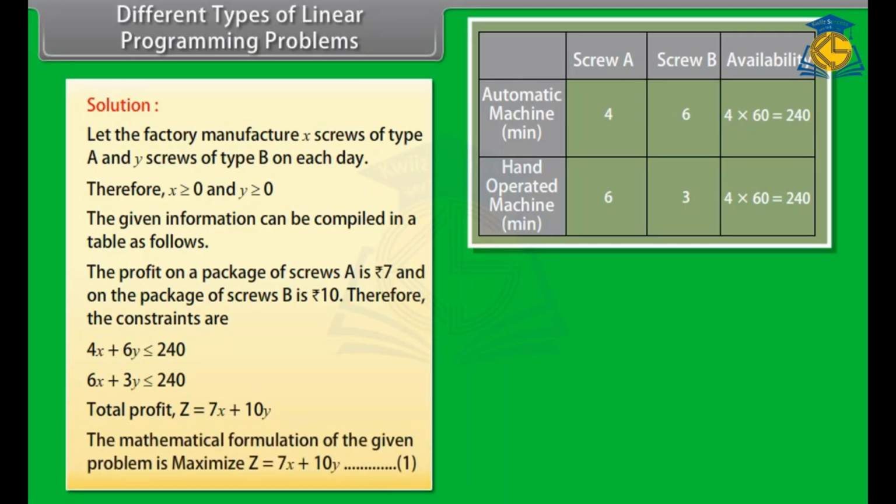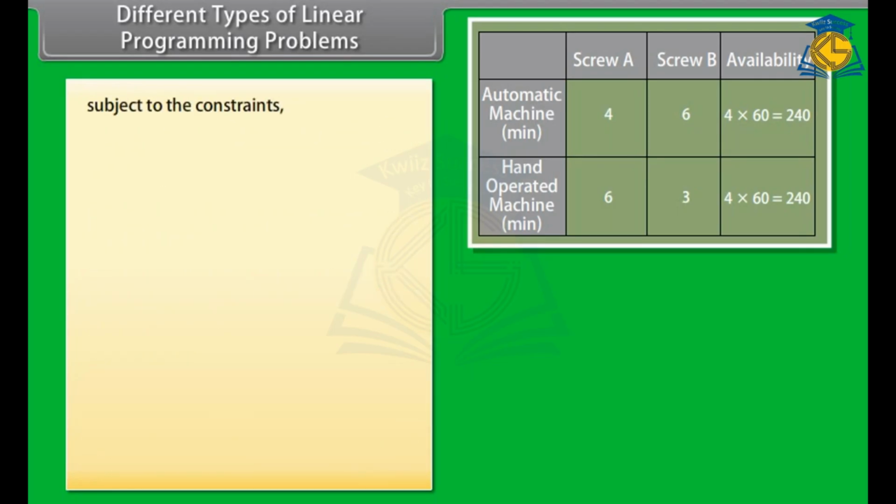The mathematical formulation of the given problem is: maximize Z equals 7x plus 10y, mark it as equation 1, subject to the constraints 4x plus 6y is smaller than or equal to 240, mark it as equation 2.